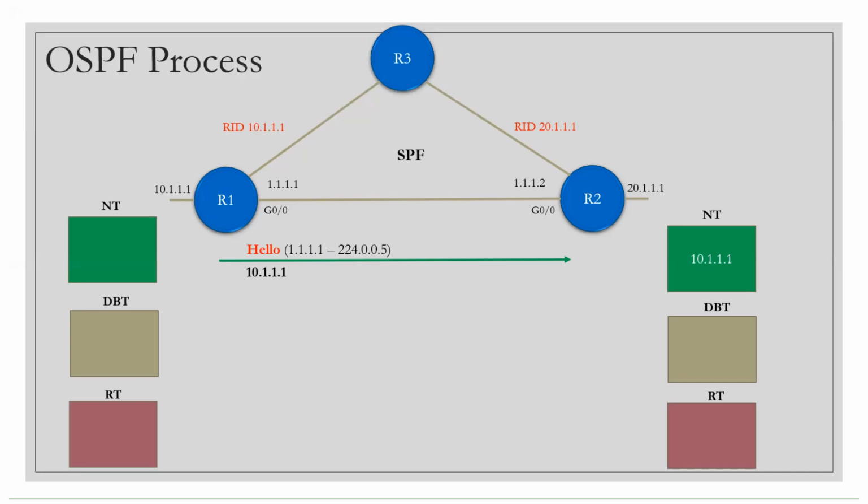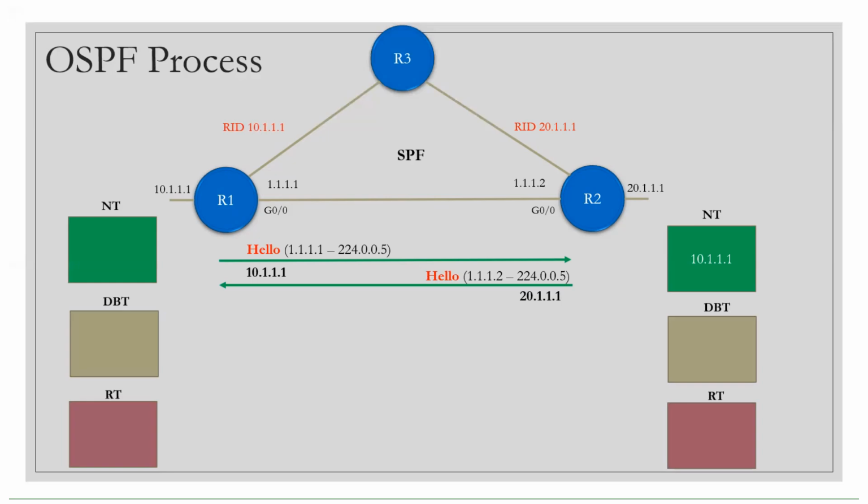And the second one says that my name is Tom. So Tom will be remembering the name of Jim, and Jim will be remembering the name of Tom, right? So here R2 will remember the router ID of R1 that is stored in the neighbor table. And once that's done, R2 will also be sending the hello packet, which is going from 1.1.1.2 again through the G0/0. And again, it's being sent out to the multicast group IP 224.0.0.5 or 6.